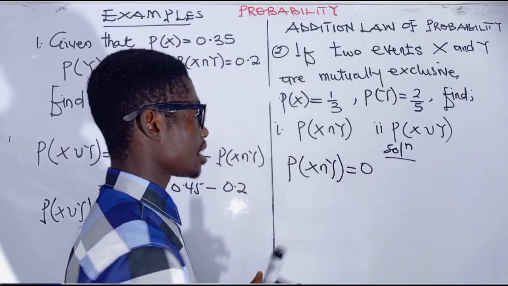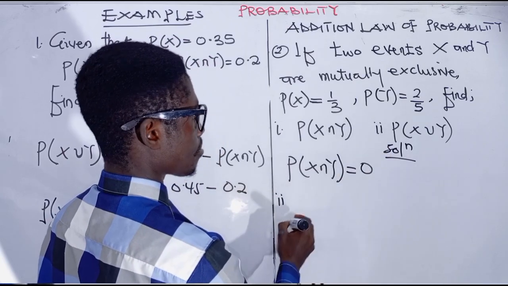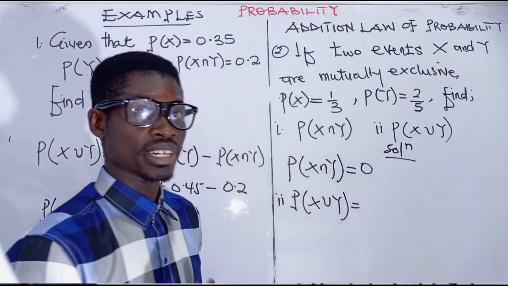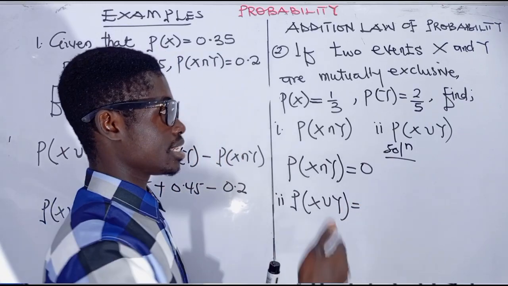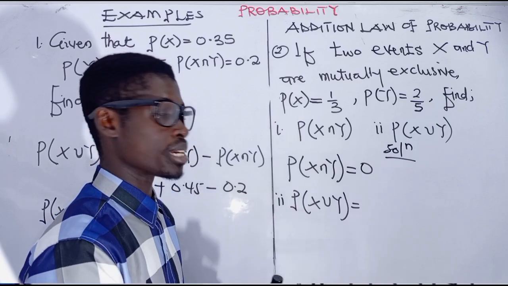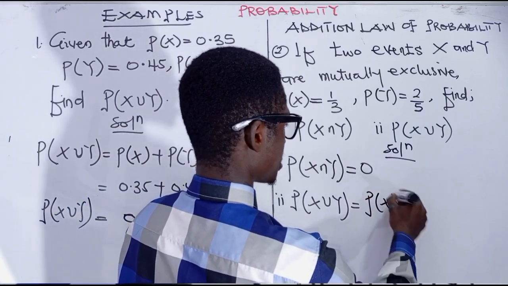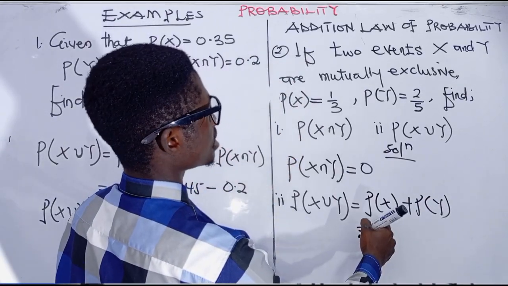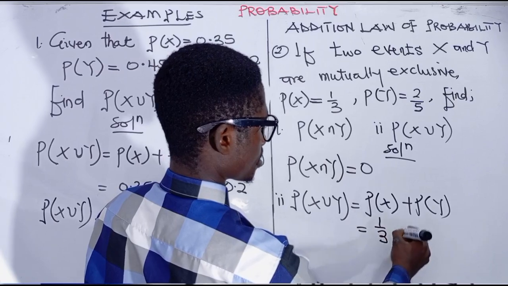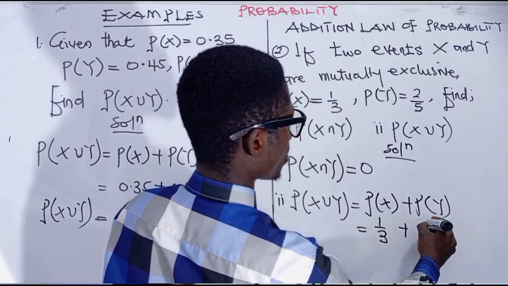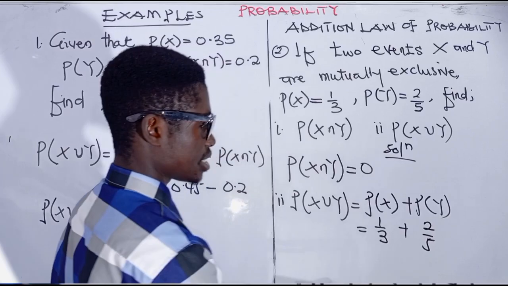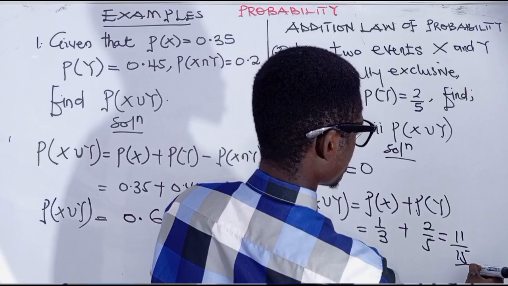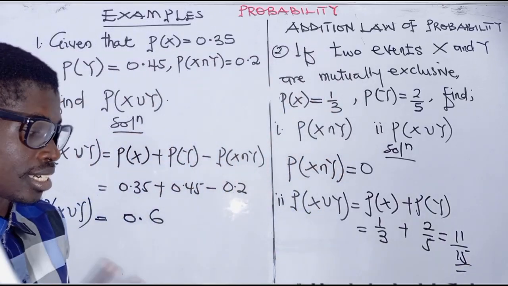So you can say that the probability of x intersection y is equal to 0 since the two events are mutually exclusive events. Then you want to find P of x union y. Since the two events are mutually exclusive, their intersection is going to be 0. So the addition law becomes P of x plus P of y. P of x we have 1 over 3, P of y we have 2 over 5. Now when you do the addition, you are going to have 11 all over 15. As easy as that. Let's look at another example.